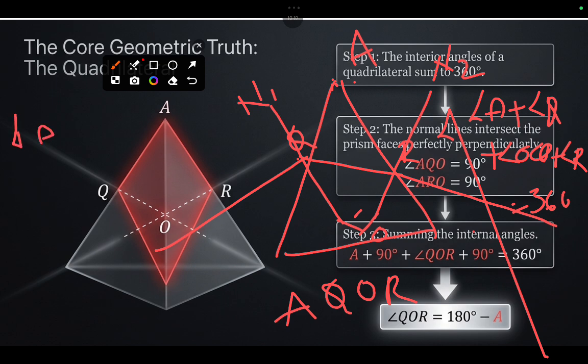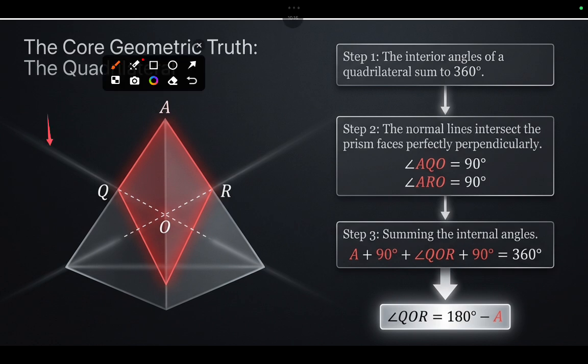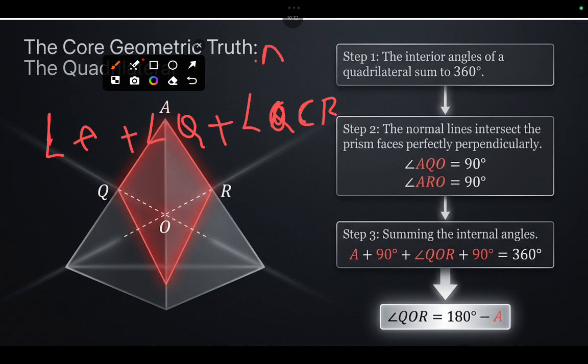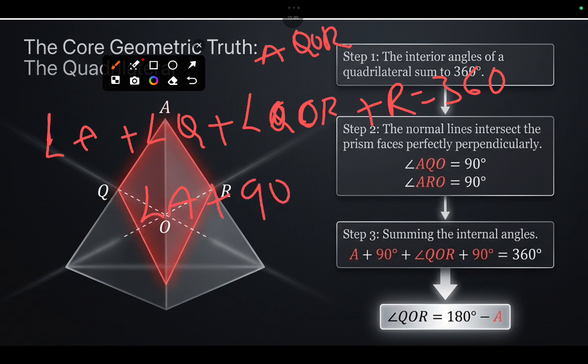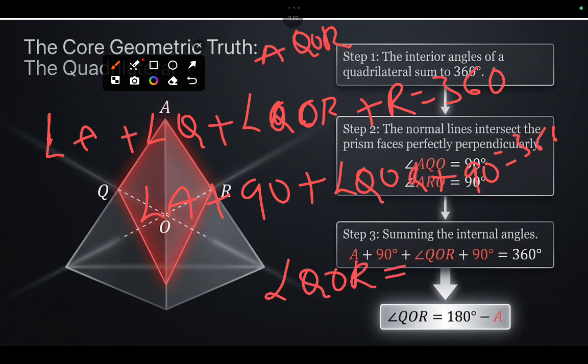So angle A you keep like that only. Angle Q is how much? Just now we discussed, normal, 90 degrees. Angle QOR you keep like that only. Angle R is how much? That is 90 degrees, which is equal to 360. Finally, angle QOR equal to 180 minus A. So angle QOR equal to 180 minus A.